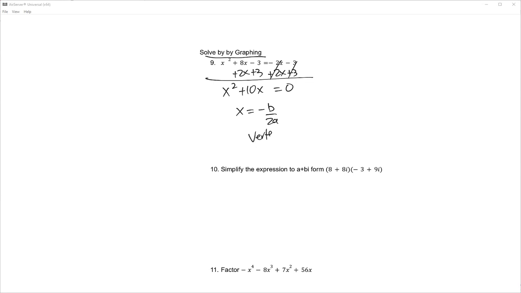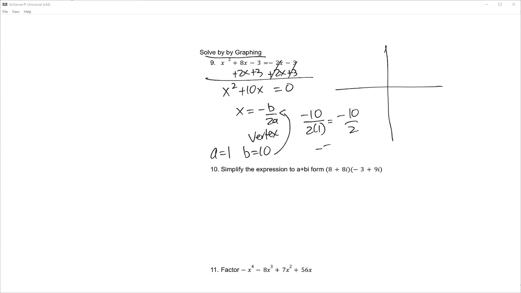And when they say solve by graphing, what you need to do is find where the parabola hits the x-axis. Okay, so we need to find the vertex because once we find the vertex, we then can know what numbers to plug into the formula. So a is 1, b is 10. We plug that in here, it'll be negative 10 over 2 times 1, which is equal to negative 10 over 2, which is equal to negative 5. All right, so the x value of the vertex is negative 5.